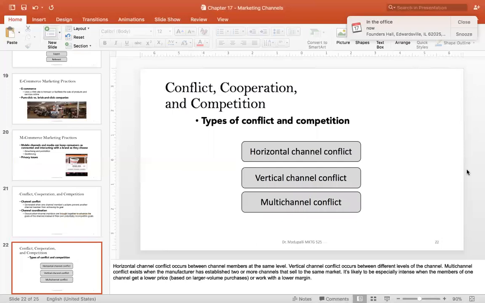Horizontal channel conflict is among members at the same level, like Best Buy versus somebody at the same level fighting about Samsung TV sales. Vertical channel conflict is when Best Buy is having a fight with Samsung. Multi-channel conflict exists when the manufacturer has established two or more channels that sell to the market. So the manufacturer has a direct selling channel, and the manufacturer is also using a channel through a retailer. When both those channels are fighting, there will be a conflict.